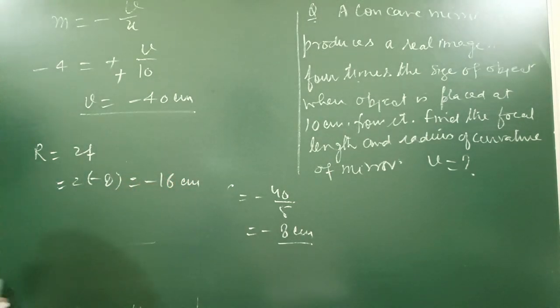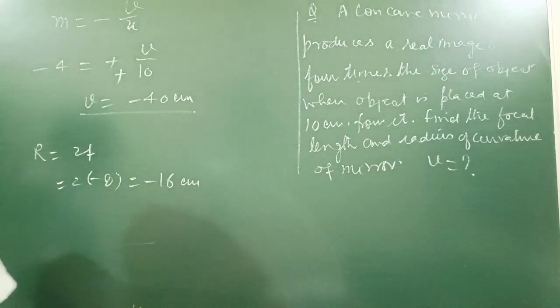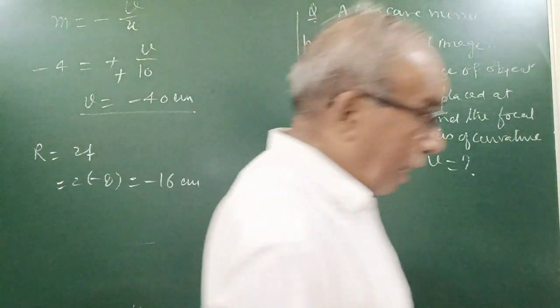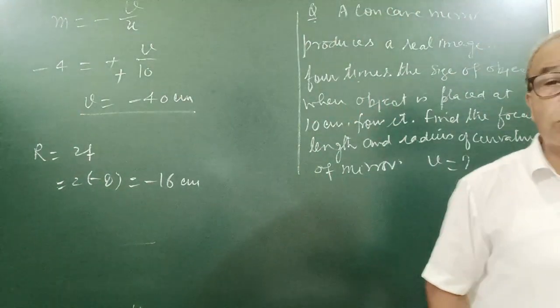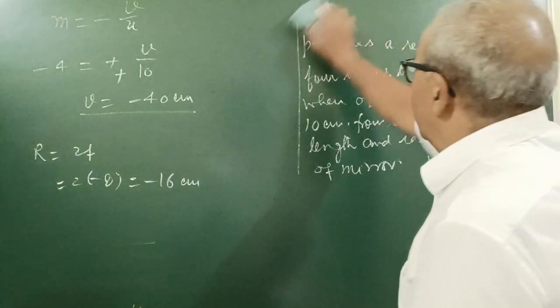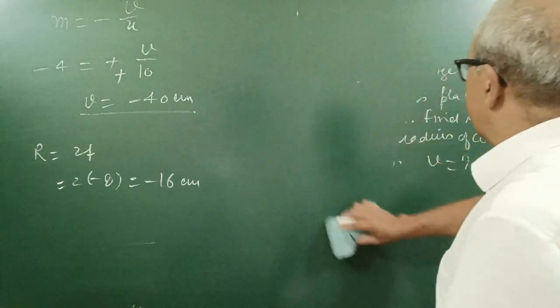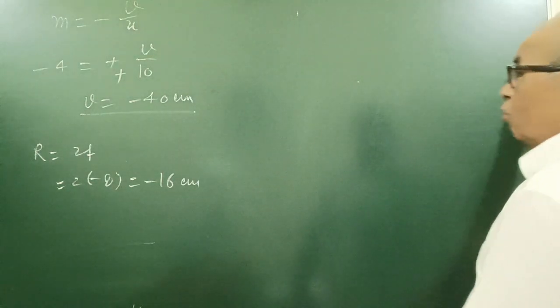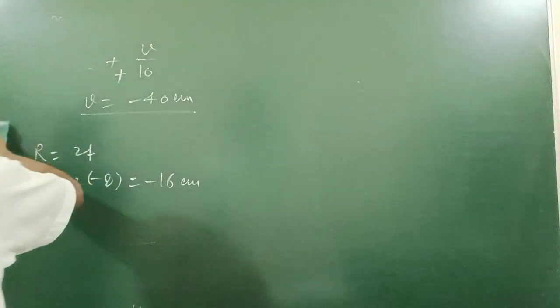This is a question only for practice, but remember, there comes error while putting the values. Known values have to be put with proper sign. And remember that a real image has negative magnification. A virtual image has positive magnification.